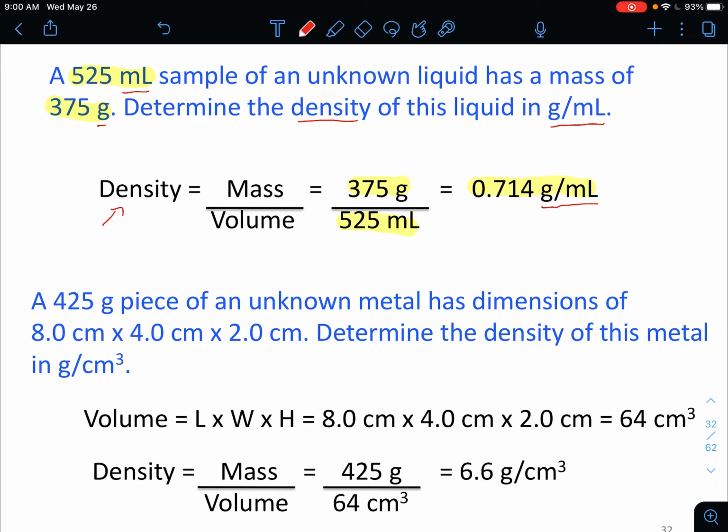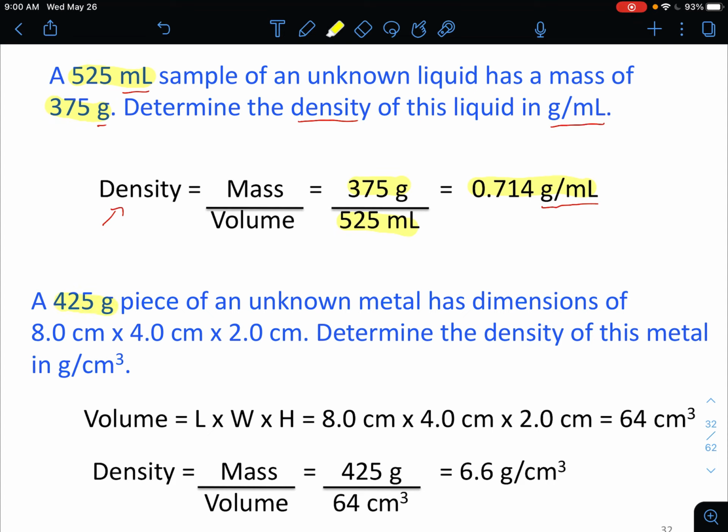Notice it's a liquid, right? So the volume is in milliliters, not in a length unit cubed, like it will be for the next example. So this is just two examples of sorting out, based on the definition of density, how we would use mathematical information to figure it out. Okay, so what's going on in the next one?